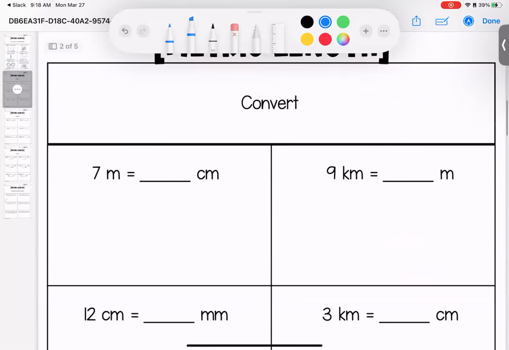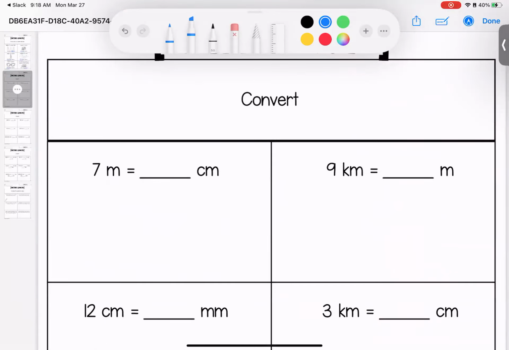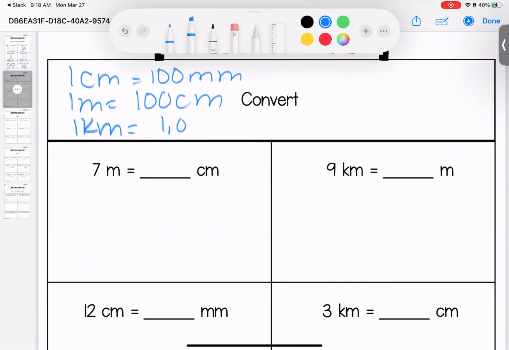All right, we're converting in length. You do have a printable with this information on it, but just as a reminder, a lot of these are base 10, which is our friend. So just to give you a starting point, if you didn't have your printable, 1 centimeter is about 10 millimeters. 1 meter is about 100 centimeters, and 1 kilometer is about 1,000 meters. And with that said, let's dive in.